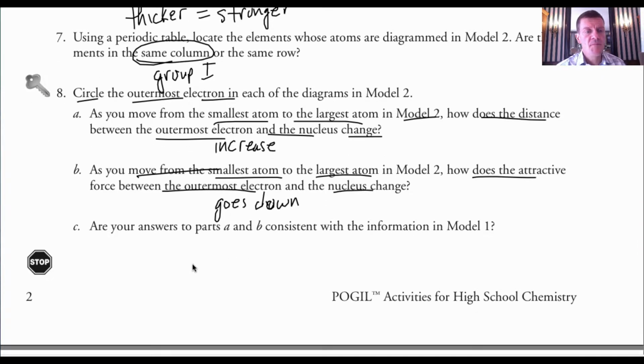Further and further away. Are your answers in part A and B consistent with the information in Model 1? Yes, because we already determined that as the distance increases, the force is going to decrease.